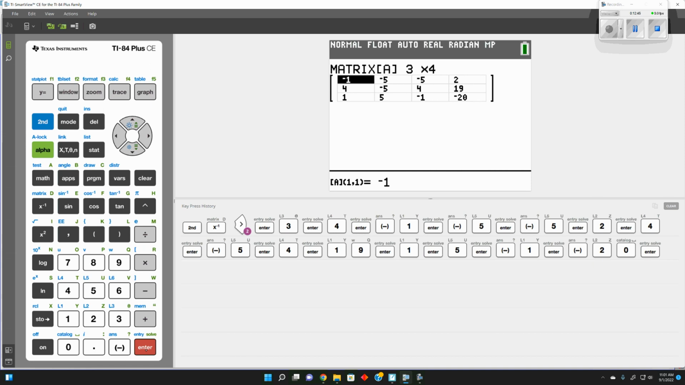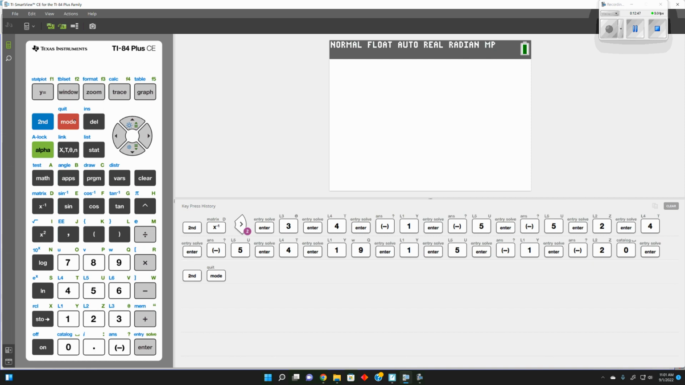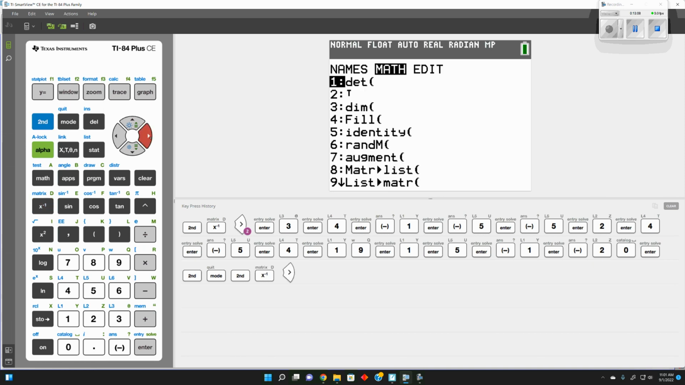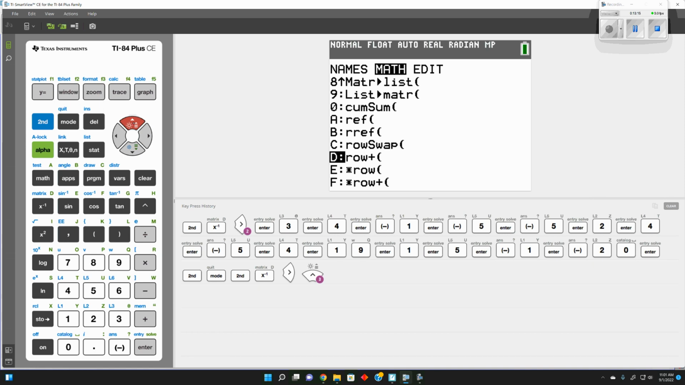Now, after we get this plugged in, we're going to go second quit. We're going to hit second mode. Now, what are we looking for next? We need RREF. So to get that, we're going to go second matrix. But this time, instead of to edit, we go to math. Now, you can scroll up or down. It doesn't matter which. What we're looking for is RREF.